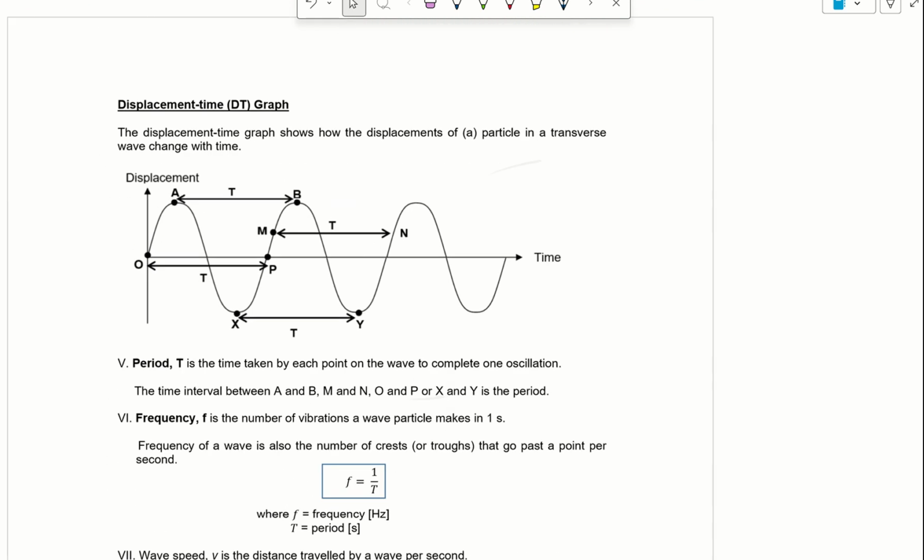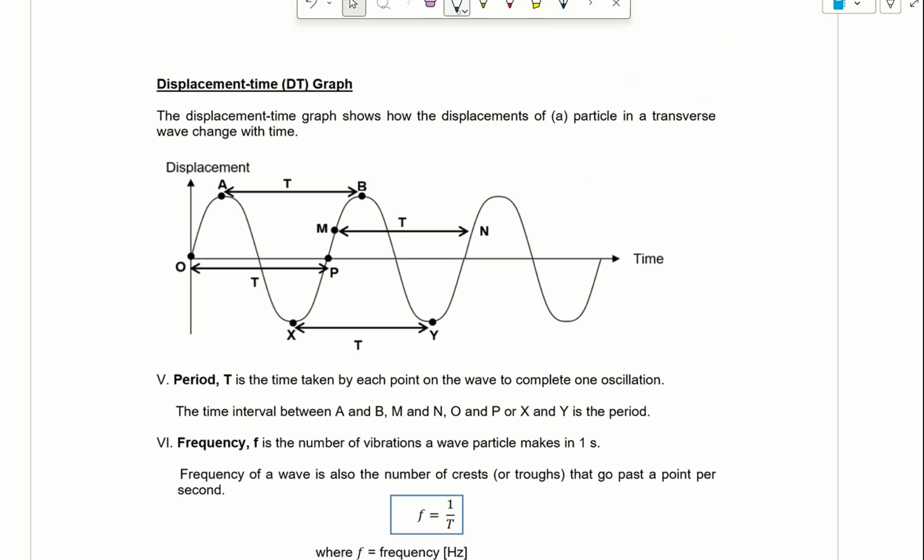So the next graph that we have is a displacement time graph. So again, this is my y-axis.